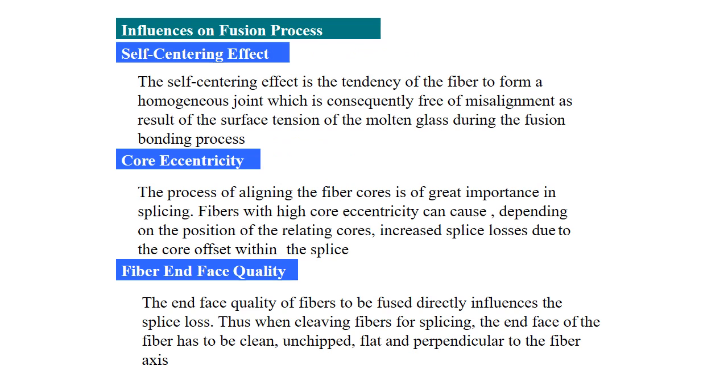Influences on the fusion process. The first one is the self-centering effect. The self-centering effect is the tendency of fiber to form a homogeneous joint, consequently free of misalignment, as a result of the surface tension of the molten glass during the fusion bonding process. Core eccentricity: the process of aligning the fiber cores is of great importance in splicing. Fibers with a high core eccentricity can cause an offset within the splicer, depending on the position of the relating cores.